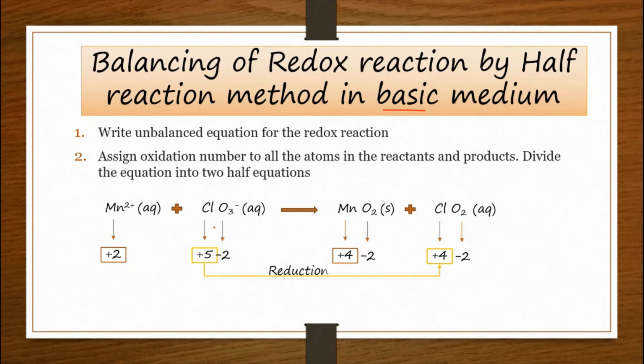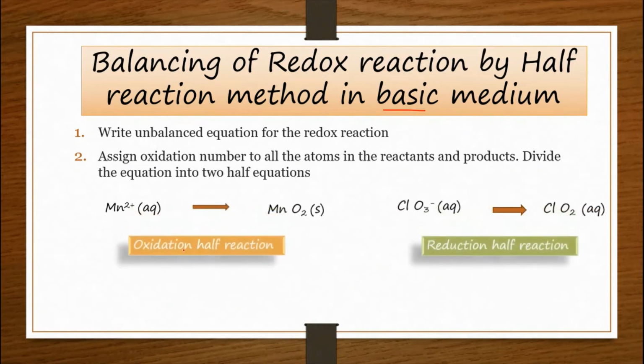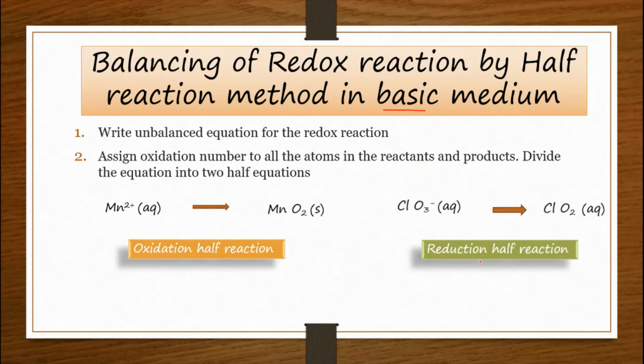So here, Cl gets reduced as its oxidation number reduces from +5 to +4, and Mn gets oxidized as its oxidation number increases from +2 to +4. Now divide the equation into two equations. This is the oxidation half reaction and this is the reduction half reaction.